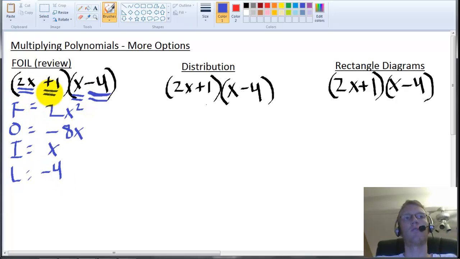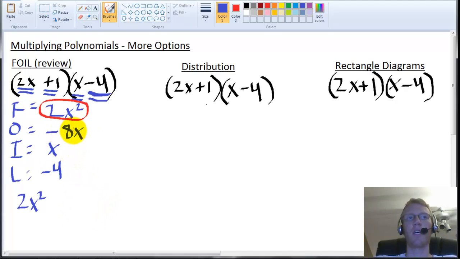Notice that I used each thing twice, because everything in here is getting multiplied by everything in here. That means all my terms are going to get used 2 times. Now, I've got these 4 pieces that I need to add together. So 2x squared, that's simple. It's the only term that has x squared, so I can't combine it with any of the other ones.